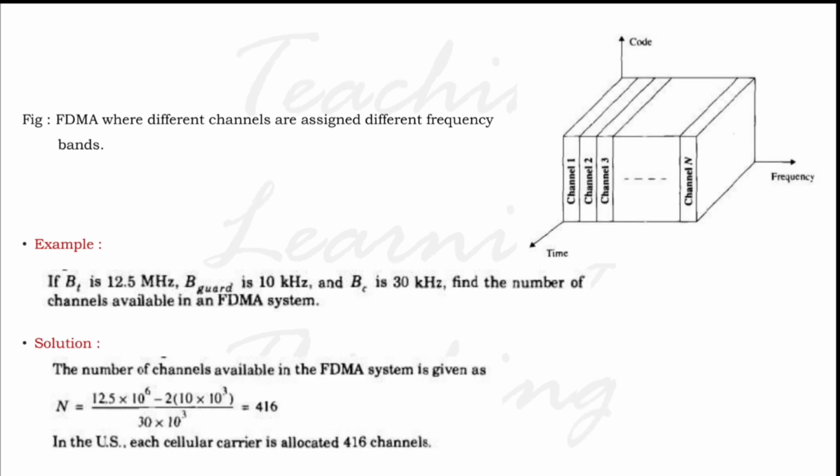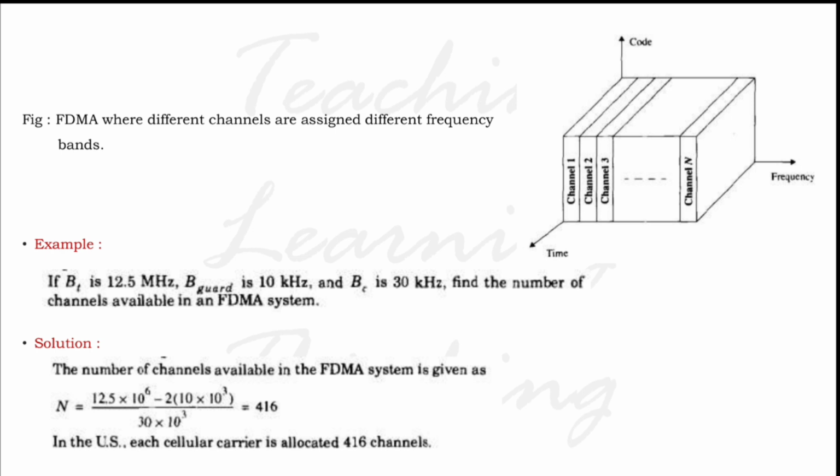And I have already given that the figure of the FDMA system is very important. Time, code and frequency are the three axes, and each multiple access technique has a different picture. You will get confused while seeing those pictures, but mention that the channel is in between the time and frequency axes. So you can remember like that: the channel is divided along the time and frequency axes.